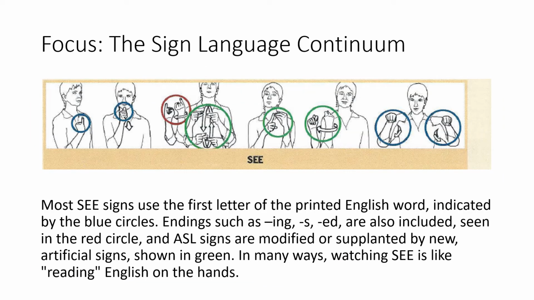Most SEE signs use the first letter of the printed English word, indicated by the blue circles. Endings such as ing, s, ed are also included, seen in the red circle, and ASL signs are modified or supplanted by new artificial signs shown in green. In many ways, watching SEE is like reading English on the hands. The picture of the SEE sentence, I am going to the store, shows the English sign I and am, then the English sign go with the ending ing, the English sign to, the English sign the, and then the English sign for store.